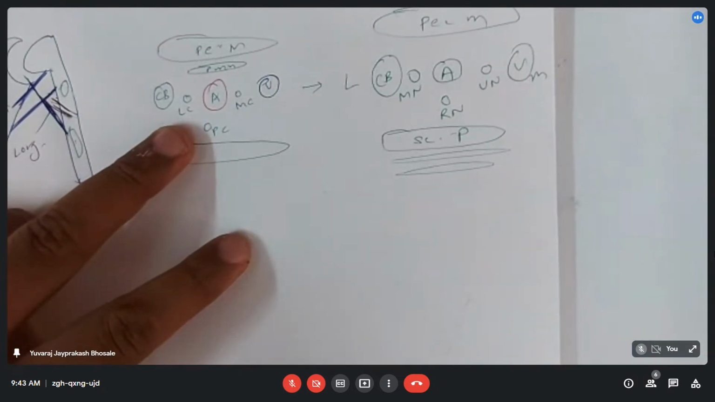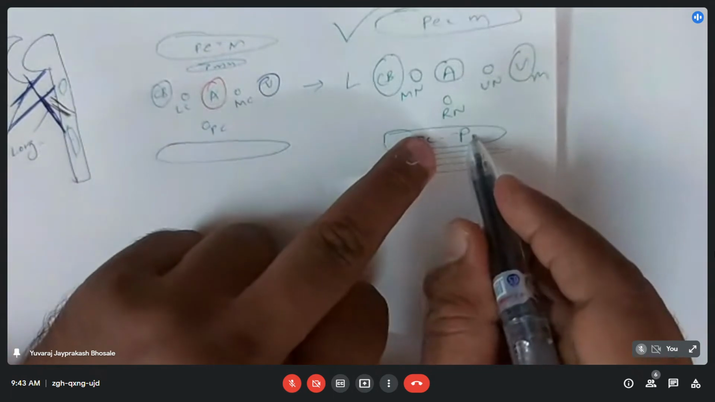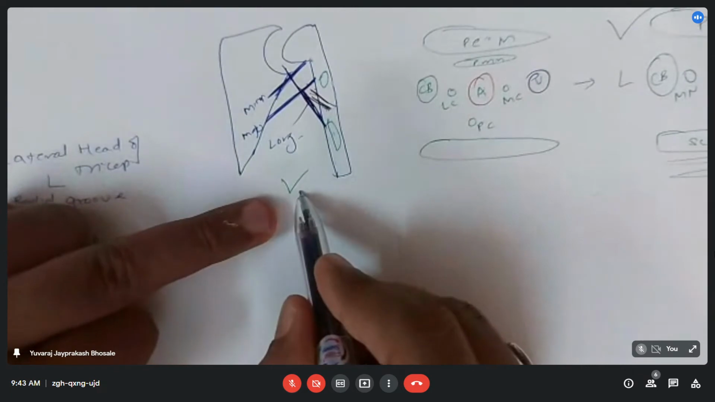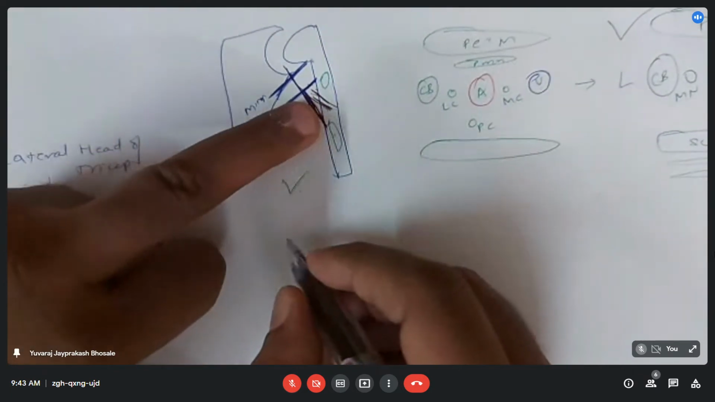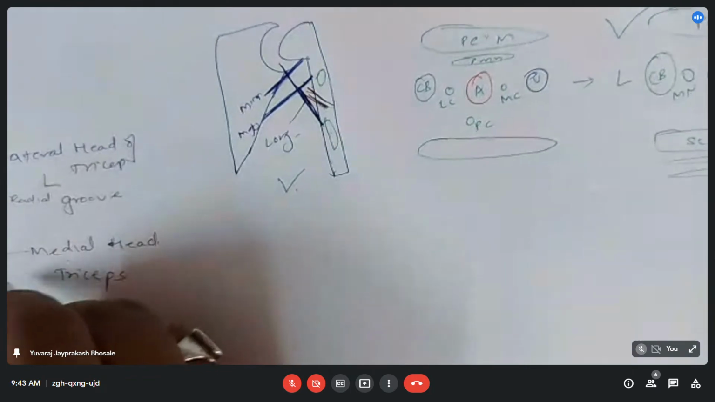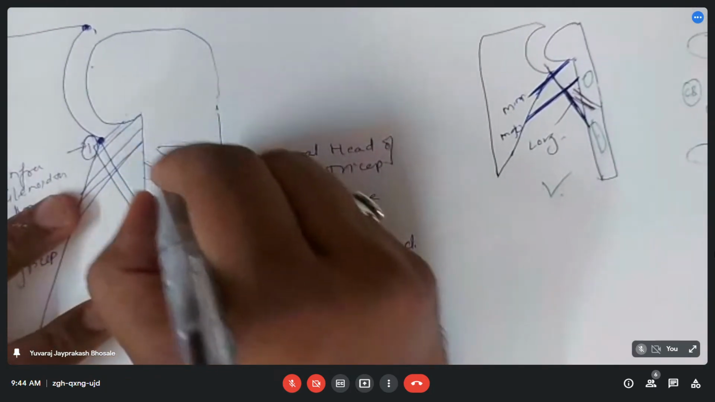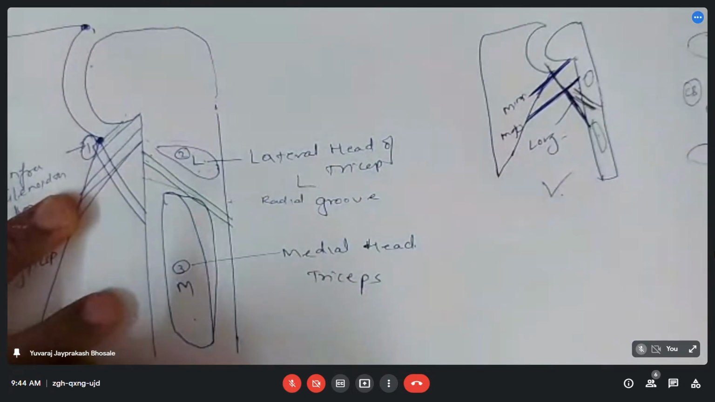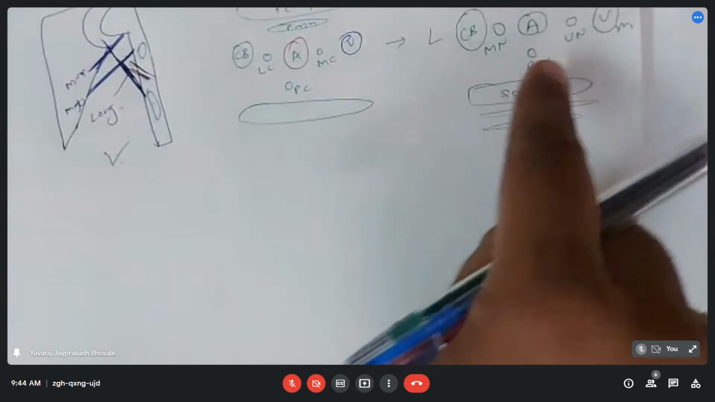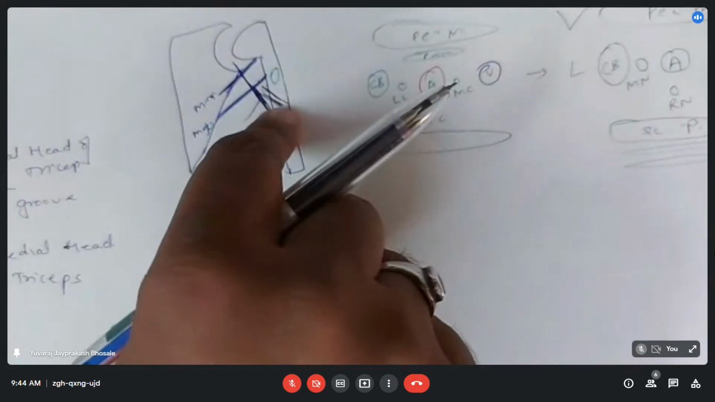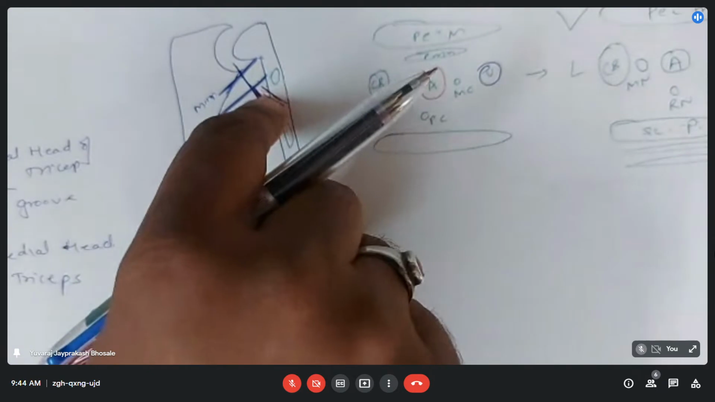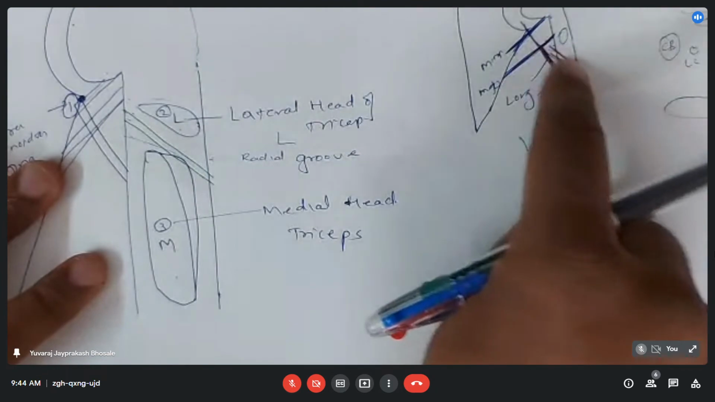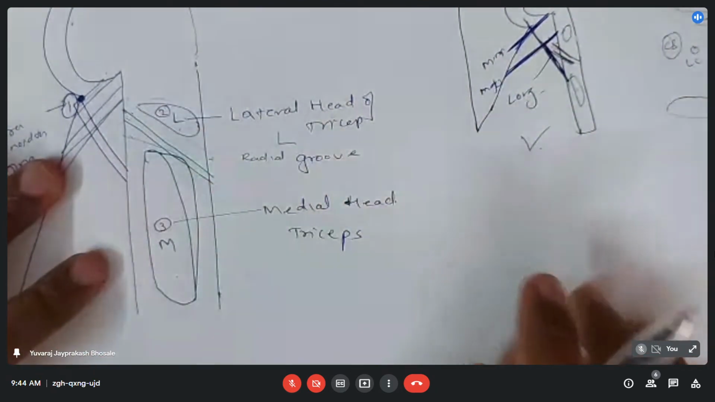So now this diagram we can use for radial nerve in axilla. This diagram we can use for radial nerve in lower triangular space. This diagram we can use for radial nerve passing through the radial groove. That means its origin is here in the axilla, then it passes through the lower triangular space, leaves the axilla, and then after it passes through the lower triangular space, it passes through the radial groove between the lateral and medial heads.